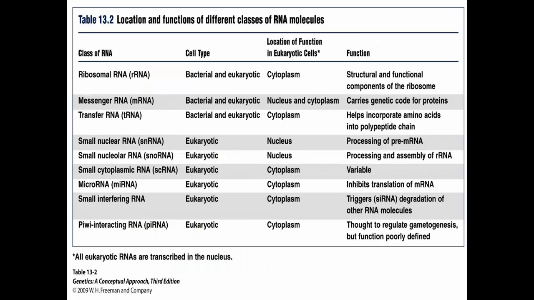There's a bunch of different RNAs that could be produced. I want you to know the top three for now. We'll talk about the other ones later on. The reason I want you to know the top three is because ribosomal RNA, messenger RNA, and transfer RNA are found in both prokaryotes and eukaryotes. So that's why I want you to know those three for now. Know this whole top portion of the chart, just the top three rows, because those are the really big players. The other ones we'll talk about later in different lectures.